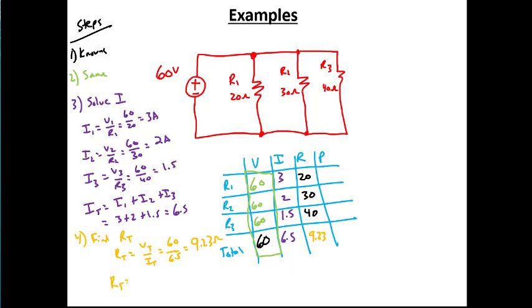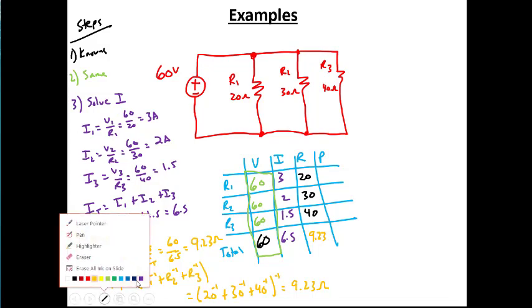The other way to find our total would be to do the inverse of the sum of the reciprocals. We'll use the formula for that. So that's going to be 20 to the negative 1 plus 30 to the negative 1 plus 40 to the negative 1. And if we do that, we'll also get 9.23 ohms.